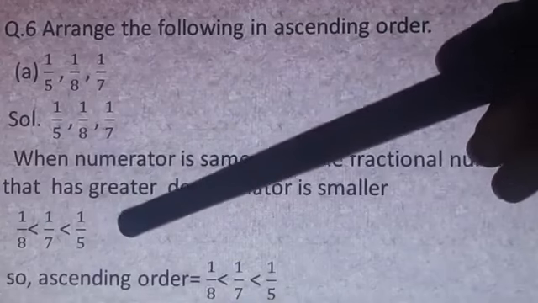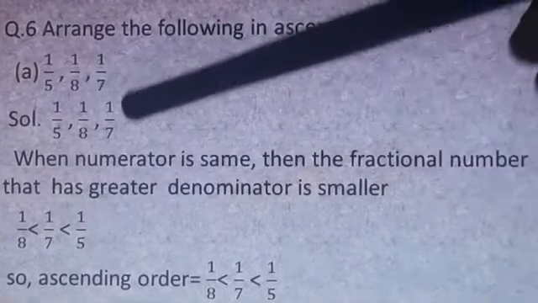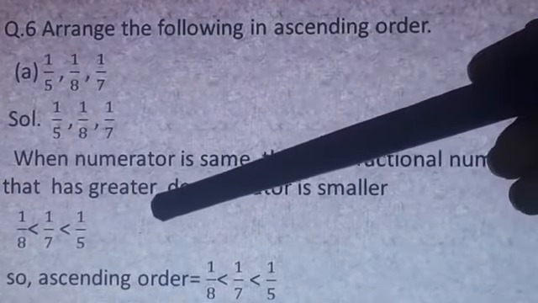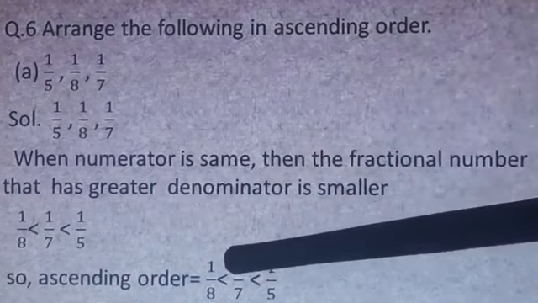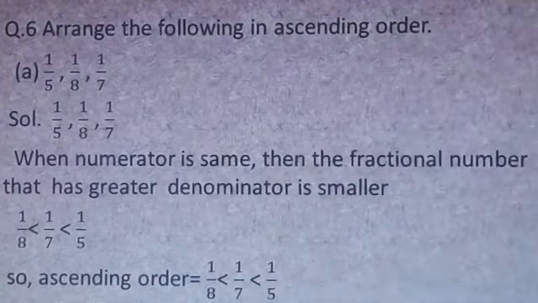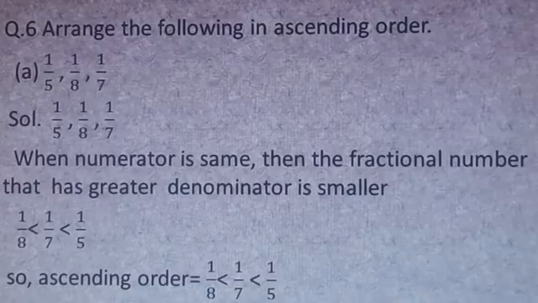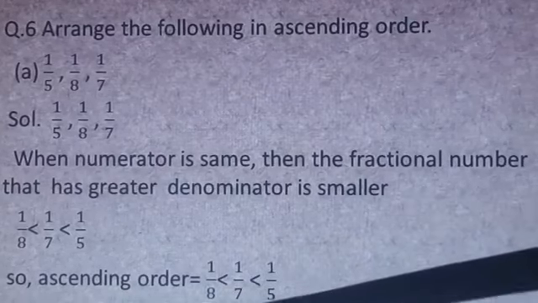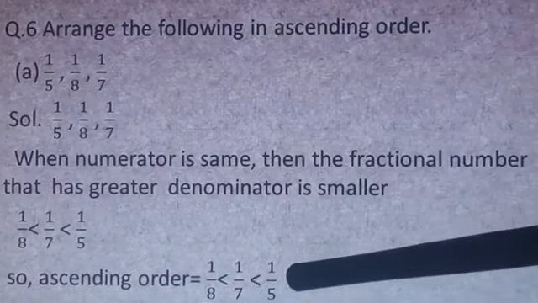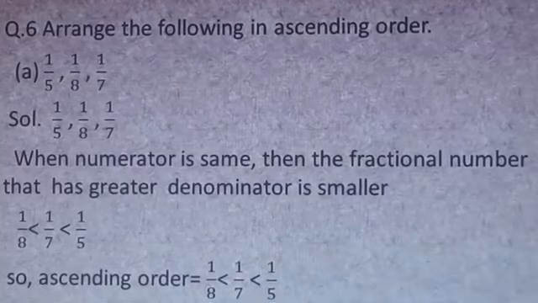So the ascending order is 1 upon 8, then next will be 1 upon 7, next will be 1 upon 5. So 1 upon 8 is smaller than 1 upon 7, and 1 upon 7 is smaller than 1 upon 5.